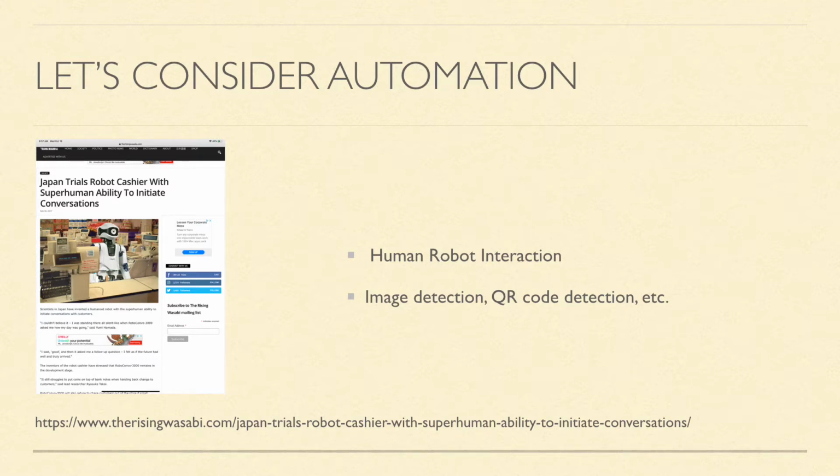In addition, the robot needs to detect an image with technology such as QR code detection and then process the payment and interact with the human, thanking him for the service. Let's try to replicate this example with the Anki vector and see what happens.